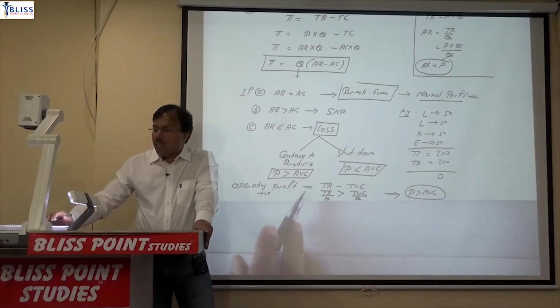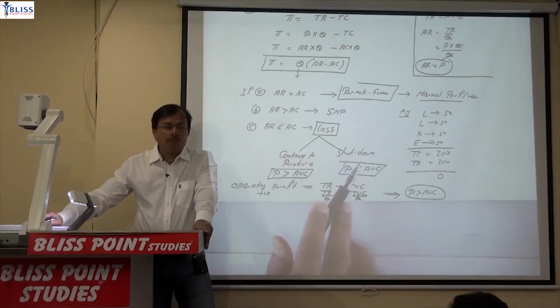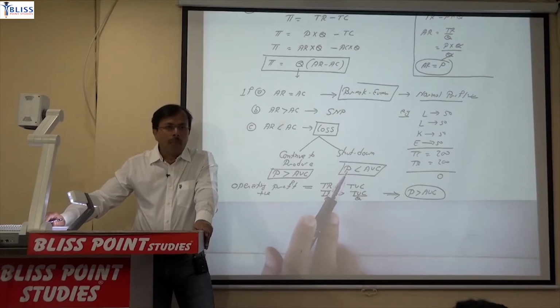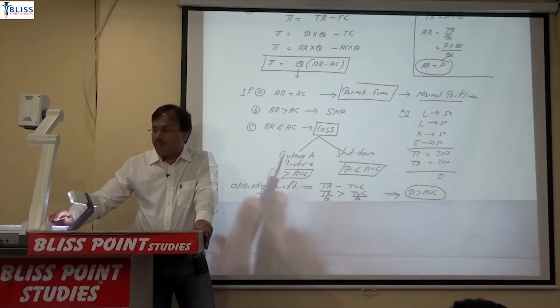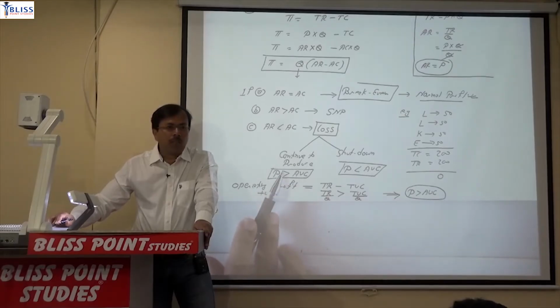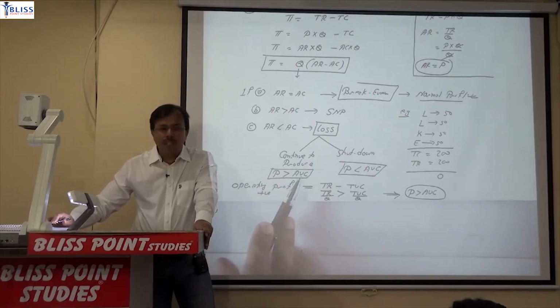तो ये आउटकम याद रखिएगा. विद इन लॉस व्हेन फर्म विल शट डाउन. फर्म विल शट डाउन व्हेन प्राइस इज लेस देन एवरेज वेरिएबल कॉस्ट. एंड विद इन लॉस व्हेन फर्म विल कंटिन्यू टू ऑपरेट, when price is greater than average variable cost.